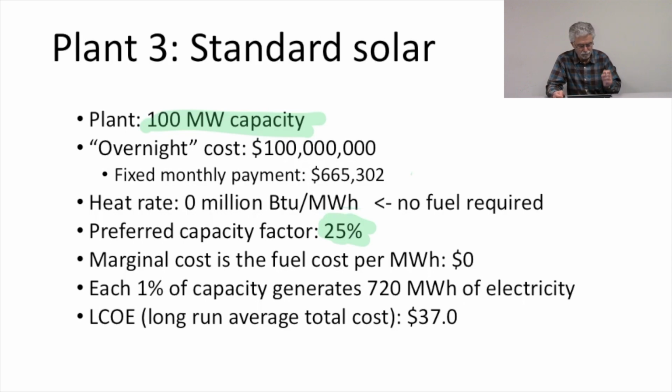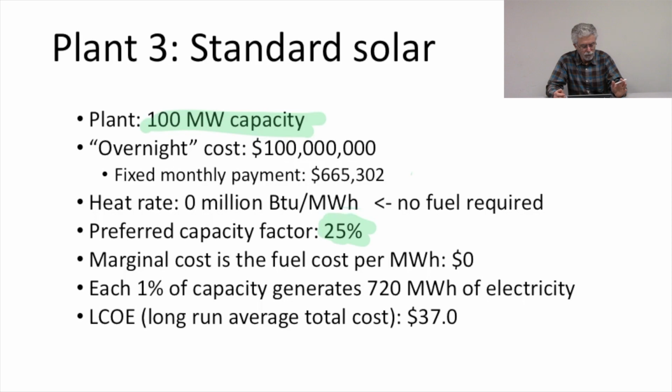It's a nice average. The marginal cost of the fuel per megawatt hour is 0, and each 1% capacity generates 720 megawatt hours of electricity. And you'll notice that the amount of electricity per percent of capacity factor is lower here than with our other power plants because of the low anticipated capacity factor from the plant.